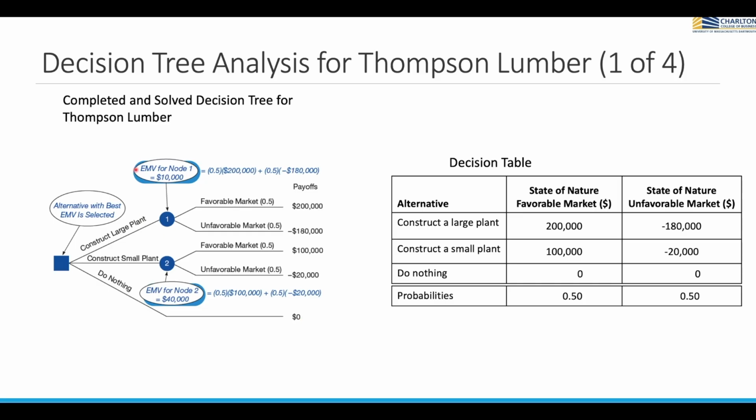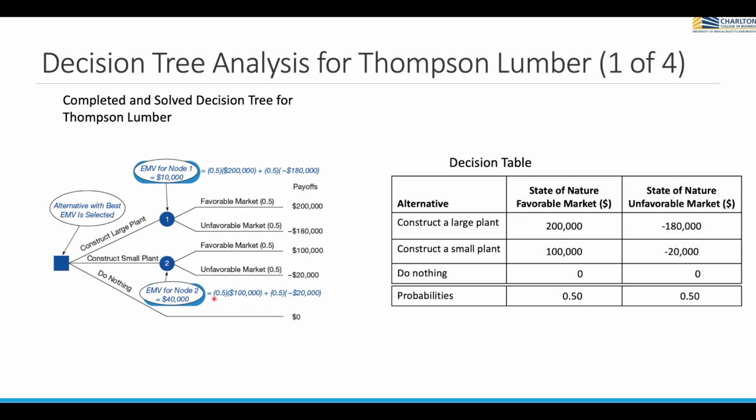So now we can calculate the EMV for each node. The EMV for this node would be 50% of the time a 200,000 payoff and 50% of the time a 180,000 loss. So 50% multiplied by 200K plus 50% multiplied by minus 180K. That would be an EMV of 10,000, as we calculated in the decision table in the previous lecture as well.